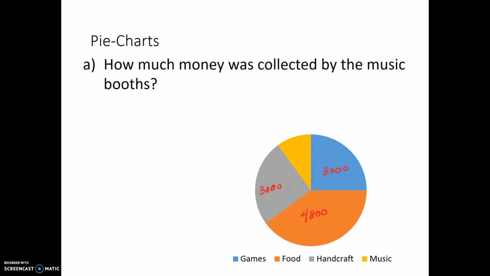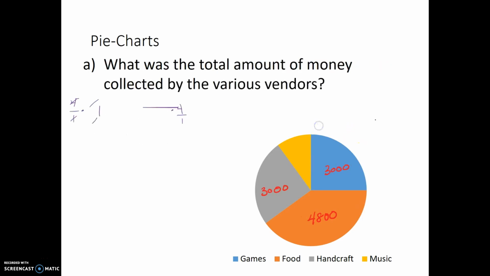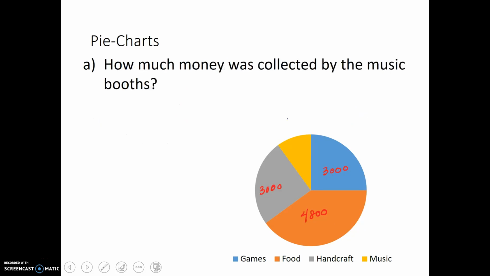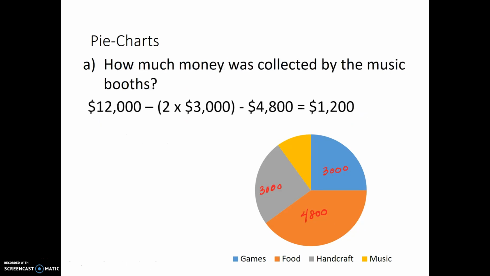Okay, now if we want to know how much was collected by the music booth, all we have to do is subtract. Whoops. Oh, I went a little bit too far back there. There we go. So I'm going to take $12,000 and subtract 6,000, I have two $3,000 booths there, minus 4,800, and I get $1,200 that was collected by the music booth.